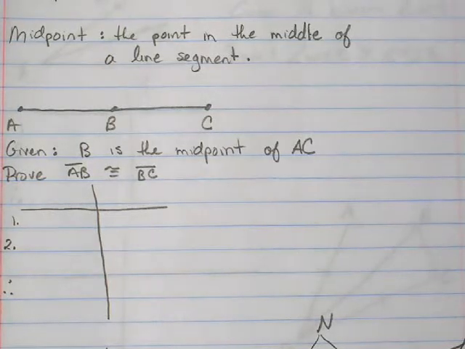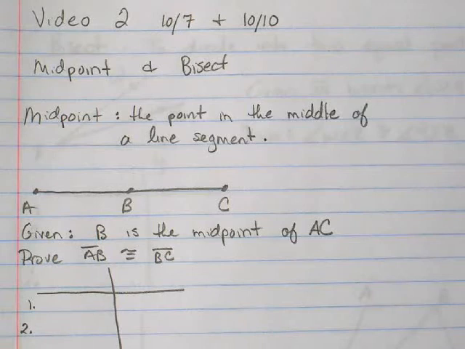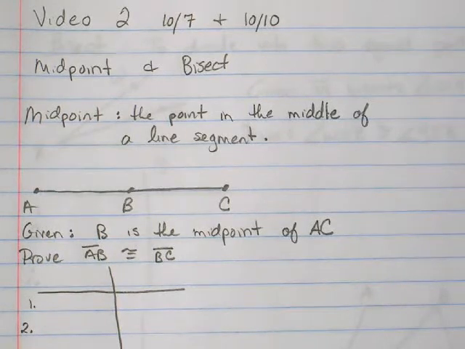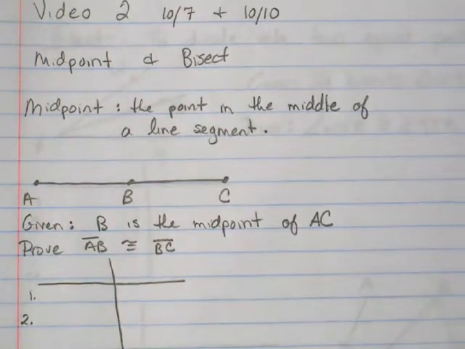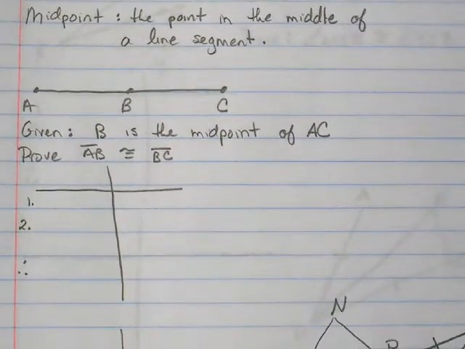Hello again, this is your second video for the evening of 10-7 and 10-10. We're going to talk about midpoint and bisect. Midpoint is the point in the middle of a line segment.